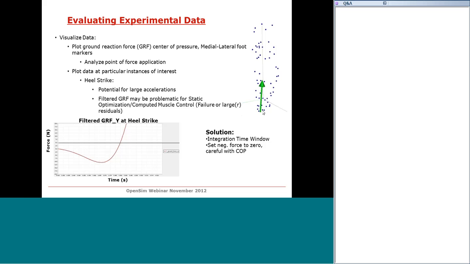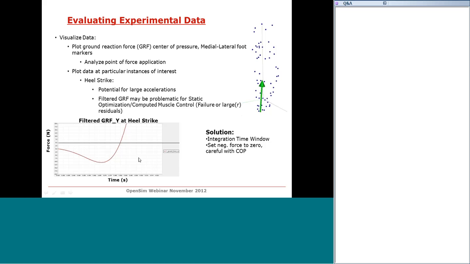So if you have experience working with OpenSim, then you'll know that there are some instances in the gait cycle when simulations seem to fail for no reason. One such instance is a heel strike. The reason that simulations tend to fail here is because large accelerations are likely, and the filtered ground reaction force data may be problematic for static optimization or computed muscle control. At the instant of heel strike, the unfiltered ground reaction force data will fluctuate around 0, so it may look like this.